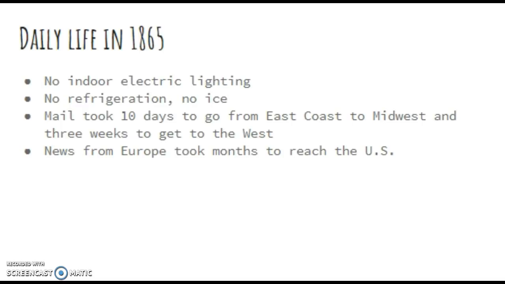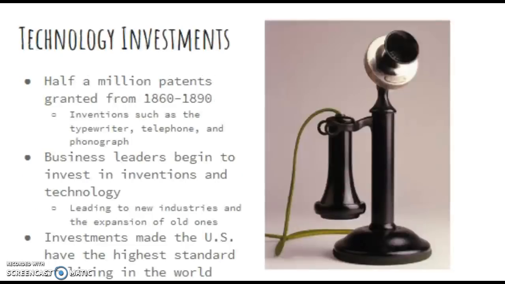Mail also took days to go from the East Coast, 10 days to be exact, to go from the East Coast to the Midwest, and 3 weeks to get to the West. News from Europe took months to reach the U.S., so communication was extremely difficult during this time.